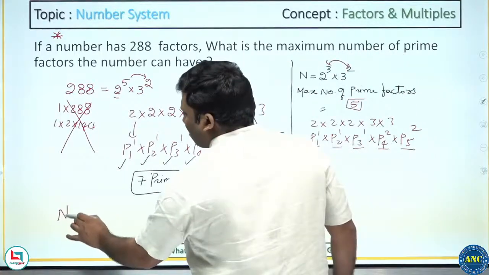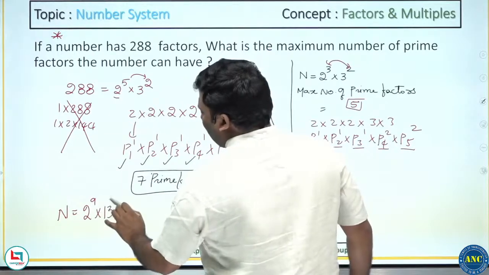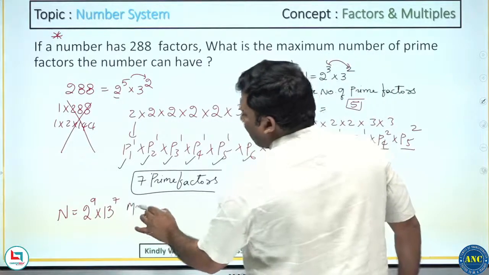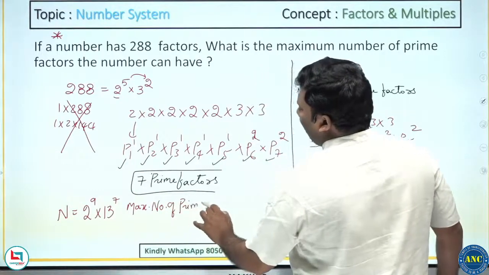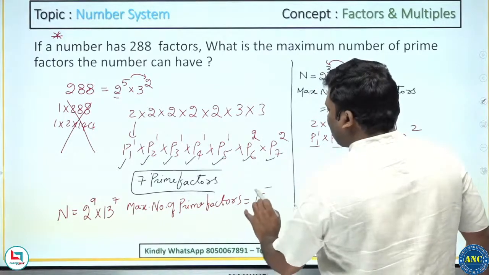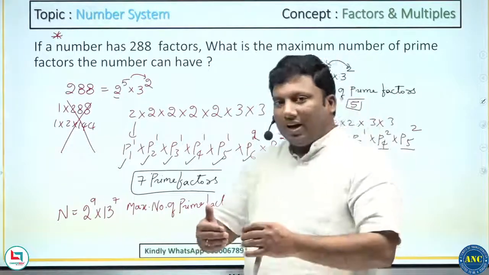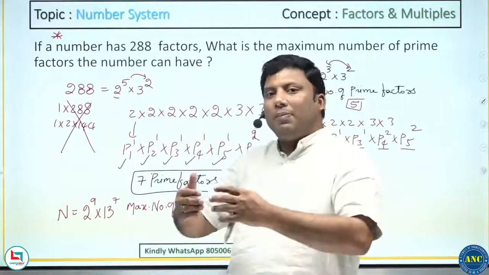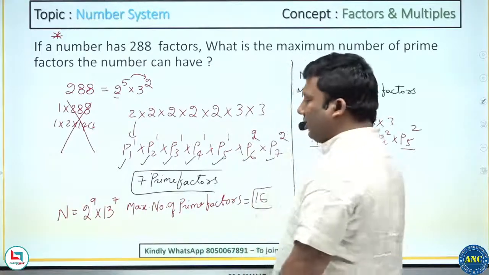Suppose a number contains 2 power 9 into 13 power 7. What is the maximum number of prime factors it can have? The maximum number of prime factors it can have will be 7 plus 9, which is 16. Just add the powers, you will get the answer. Why is it 16? 2 power 9 is 2, 2, 2, 2, 2 written 9 times, so 9 prime factors we got. 13 power 7 is 13 written 7 times, so 7 factors we got. 9 plus 7 is 16.